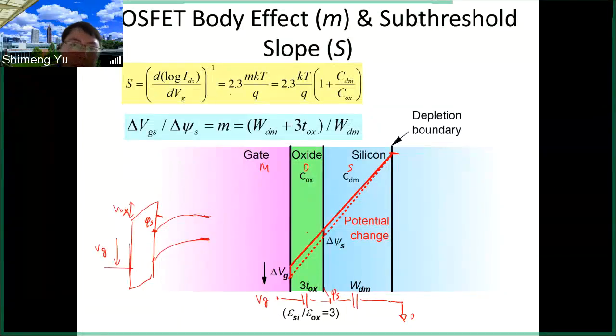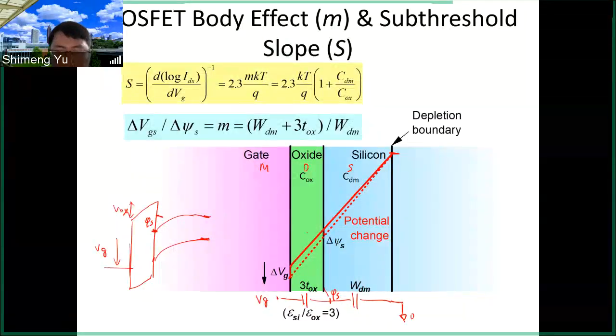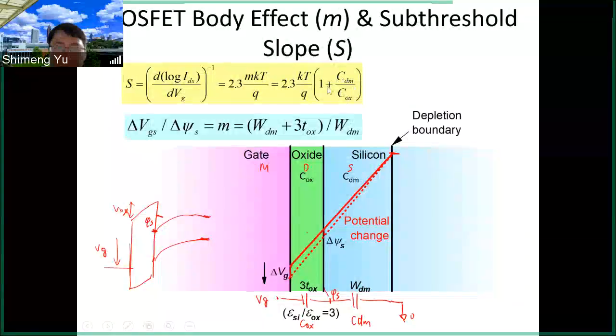So here in this M factor we discussed before, this body factor is a ratio between the change of the phi s with respect to the change of the gate voltage. If you look at this geometry diagram, you will see that this is due to the voltage divider effect between the oxide and the silicon depletion region. So you have the COX and this C depletion. So that's why we have this ratio here.